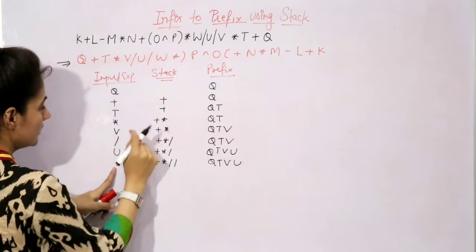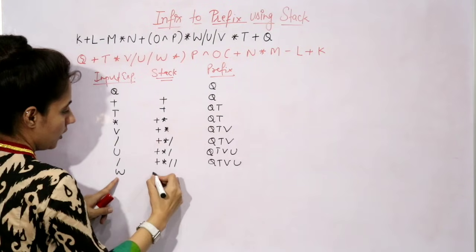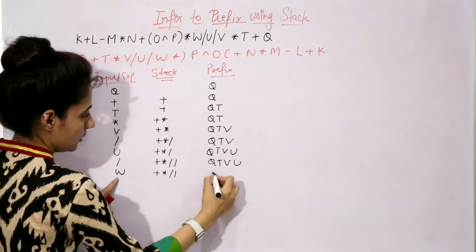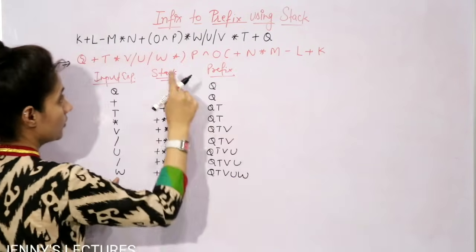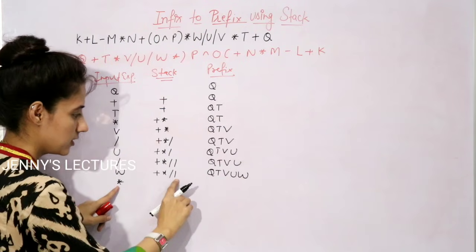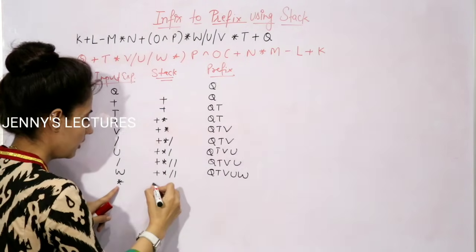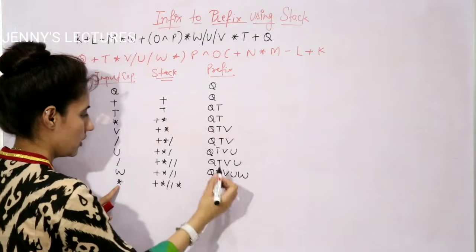Now next, after this one, I have W. Now the stack would be as it is, and here we will append this W, right? Now asterisk. Now check, again same precedence, associativity is also left to right. No need to pop out, no need to do anything, simply push it into the stack, right?